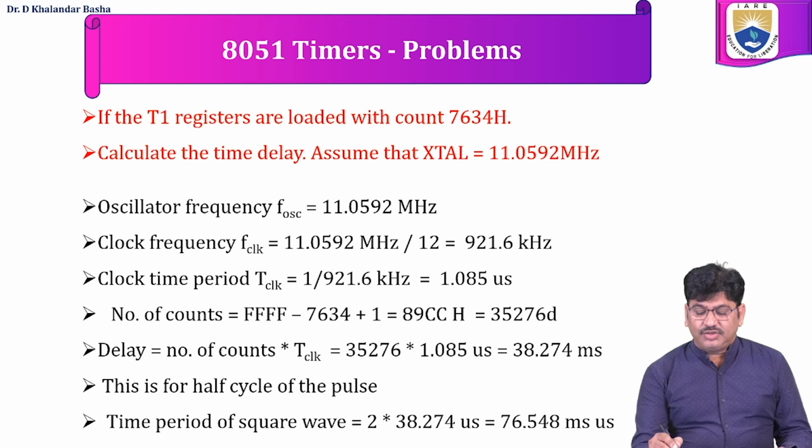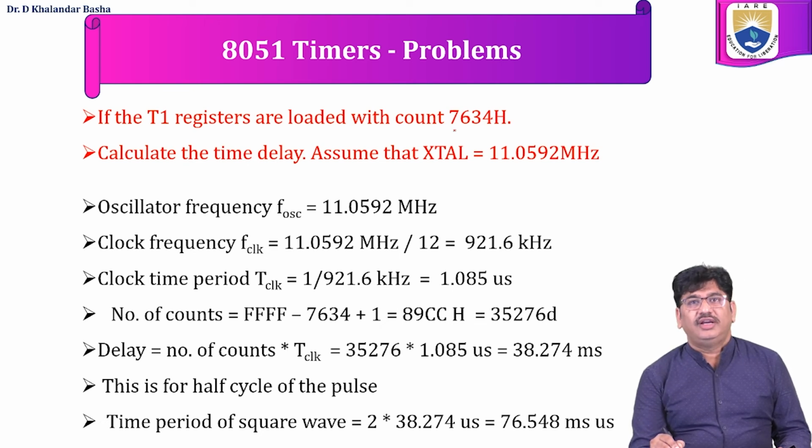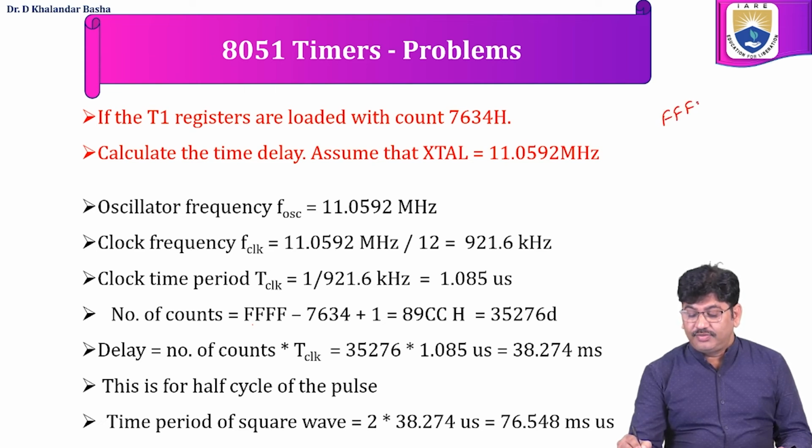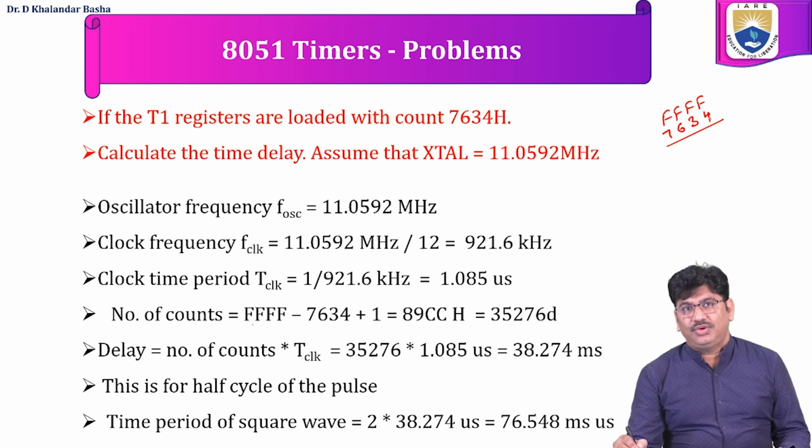Let us assume the count which is loaded into the TL1 register is 7634. Then what could be the time period? How we can calculate it is, the maximum count FFFF minus the count, that is 7634, plus 1. So we have to subtract 7634 from FFFF. F minus 4, 15 minus 4, which is equal to 11, which is B.